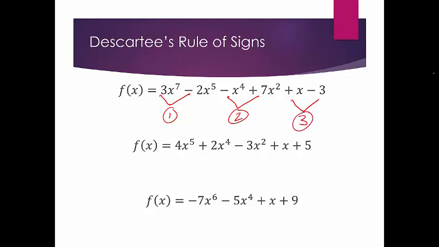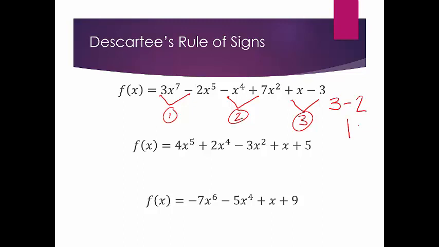So for this example here, f of x equals 3x to the 7th minus 2x to the 5th minus x to the 4th plus 7x squared plus x minus 3 has 3 sign changes, which means there are 3 positive real zeros, or you take the number of sign changes, 3, and you subtract a positive even integer, which would be 2. So 3 minus 2 is 1. So you can have 3 positive real zeros or 1 positive real zero.